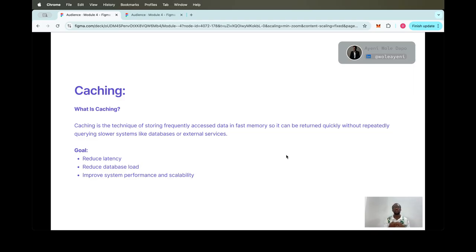Take your WhatsApp for instance. There are certain people today whose profile picture hasn't changed for about 5 years since they downloaded WhatsApp. These are the types of information caching basically helps you manage or handle. The objective of caching is it helps you reduce latency, reduce database load, and also improve your system performance and scalability. Now let's look at caching strategies and types of caching.